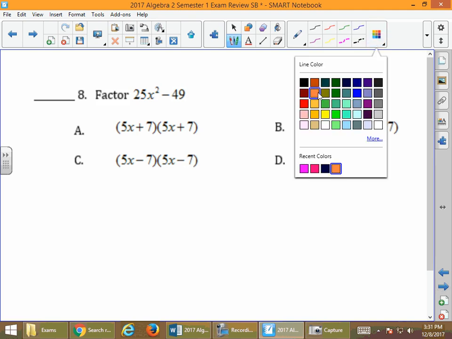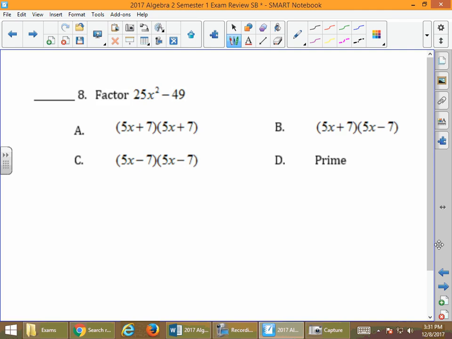And when we look at this, what we're going to do is we're going to take the square root of 25. And the square root of 25 is 5. Take the square root of x squared. It's x. Take the square root of 49, which is 7. And we're going to have those same values in both parentheses. And the only other difference here is that we need to have different signs in these parentheses.